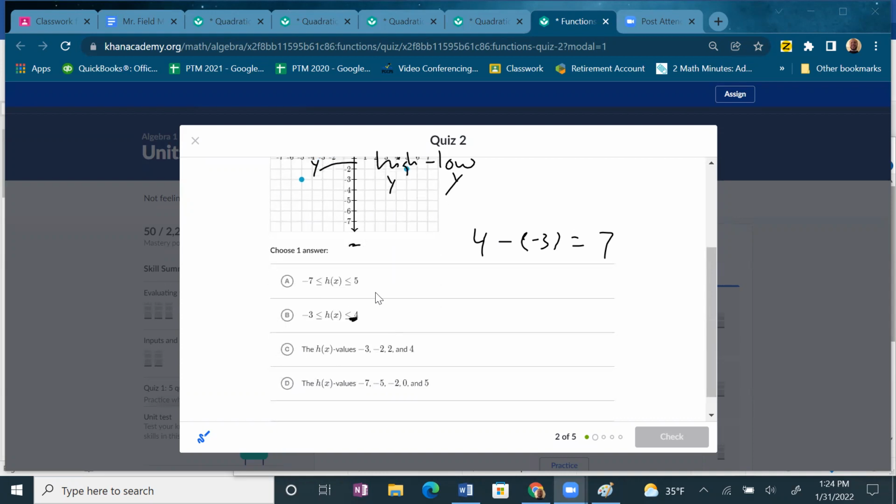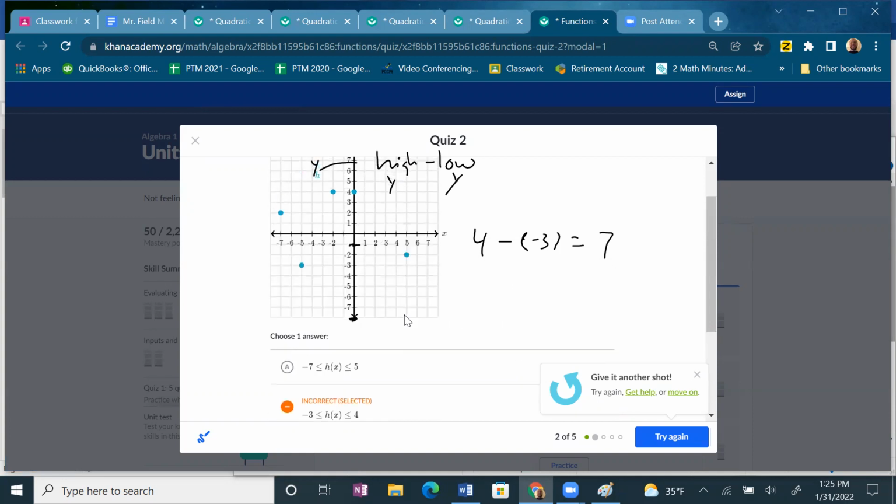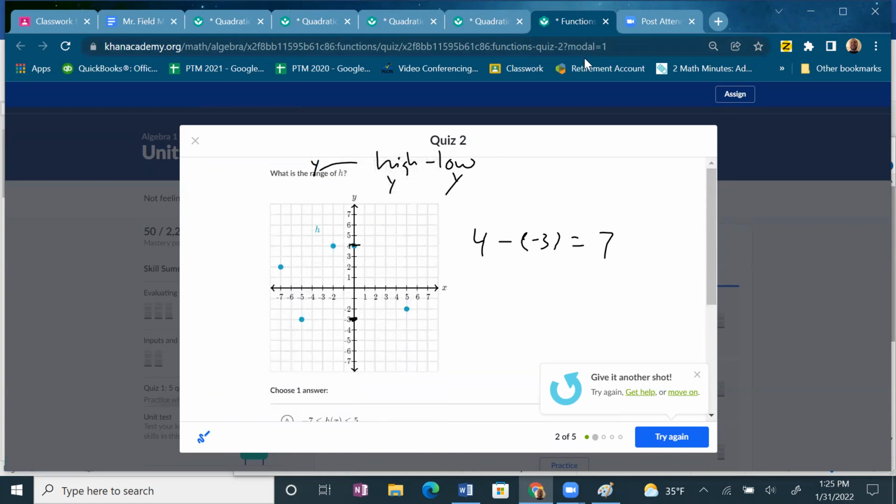All right. You know what? In algebra, we write it as an inequality. So it goes from -3 to 4. Do you know what? This is a discrete function. I better be more careful. I got too confident.